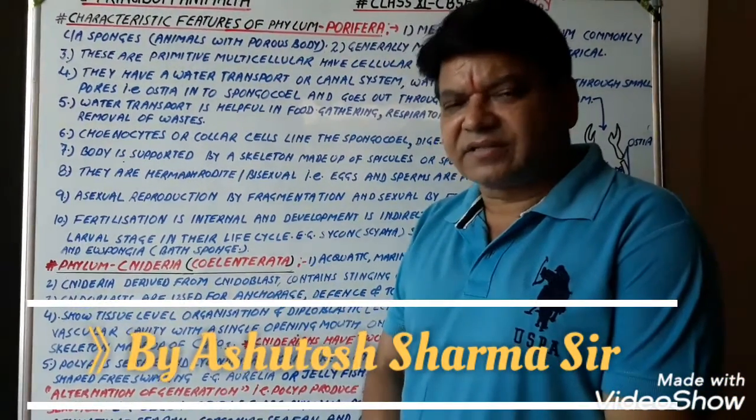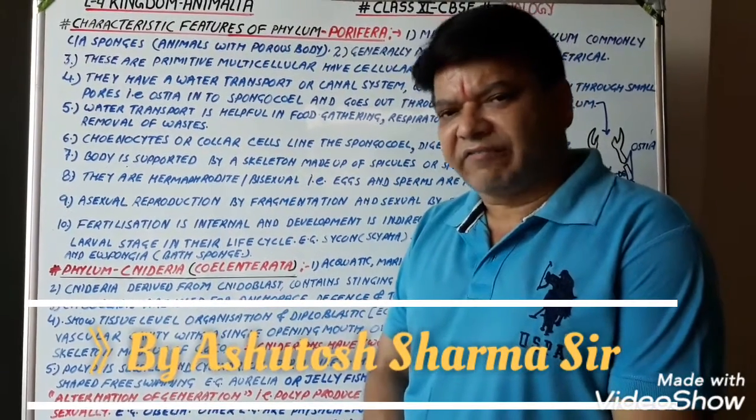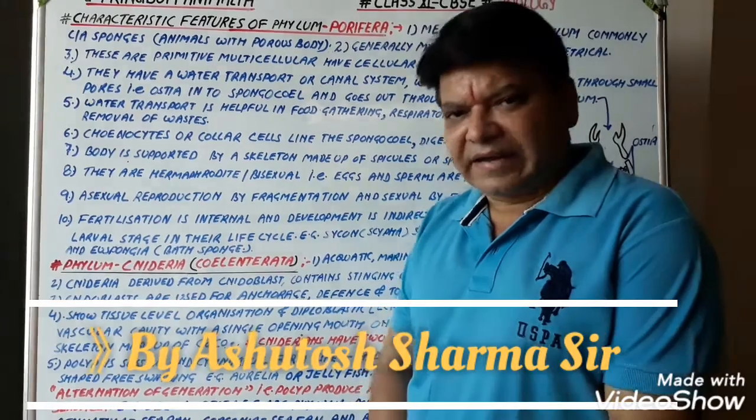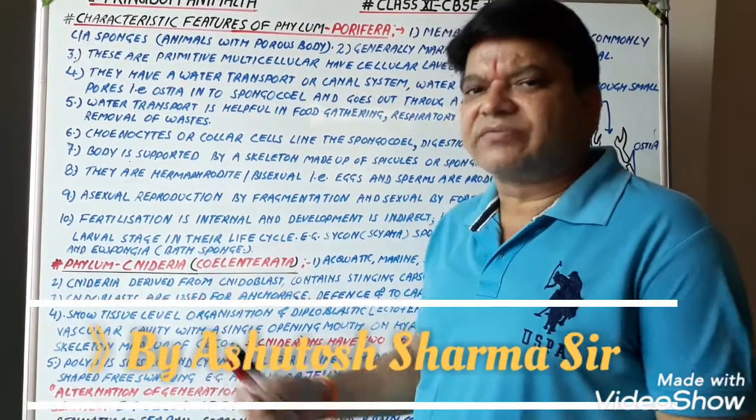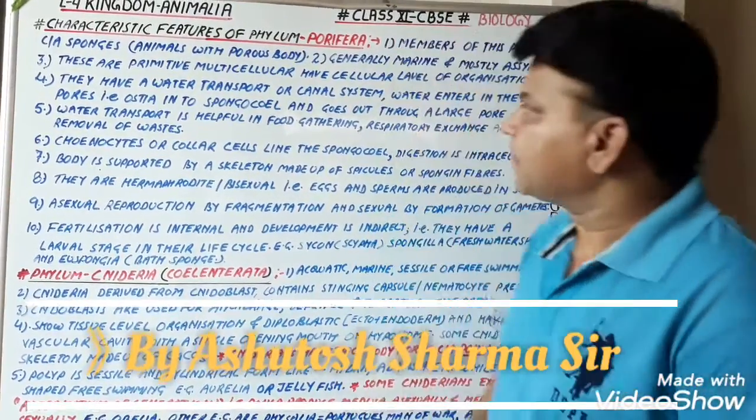Today we study the characteristic features of two phyla, that is phylum Porifera and phylum Coelenterata or Cnidaria. Lesson 4, Animal Kingdom, class 11th biology. So let us go through the characteristic features of both these phyla.